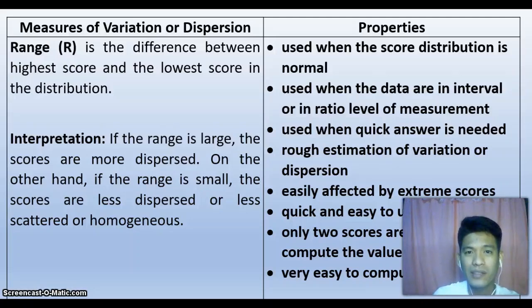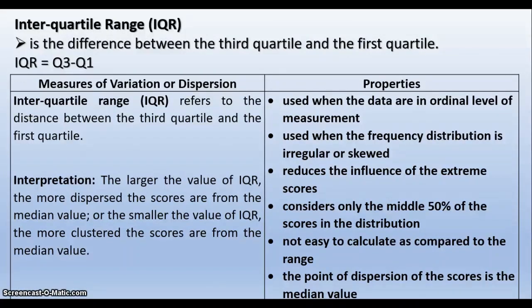Remember that. Next, let's discuss the interquartile range or the IQR. The interquartile range is the difference between the third quartile and the first quartile. The formula is IQR equals Q3 minus Q1. So the interquartile range refers to the distance between the third quartile and the first quartile. And what are the properties?